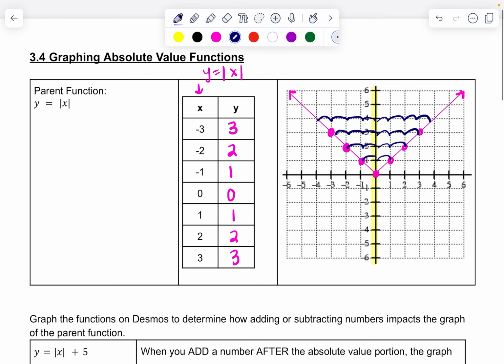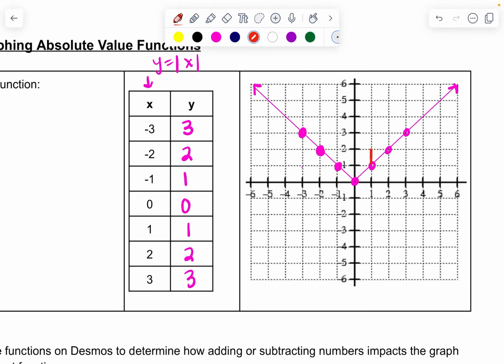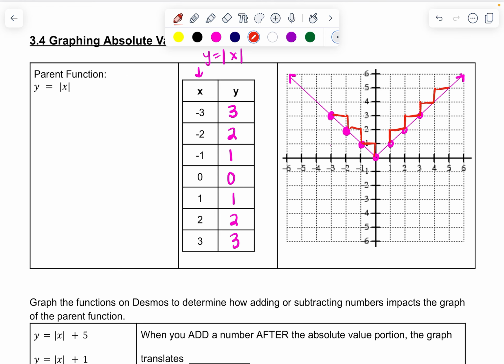The other thing to notice here is the slope of this line. If you recall what slope means, it's how we get from one point to the next. So to get from any point to the next point, we go up 1 over 1, up 1 over 1, up 1 over 1. Same here, up 1 over 1. So that's going to be important.